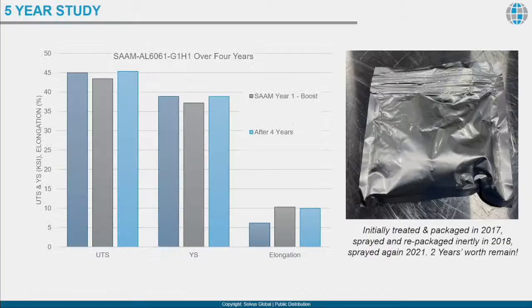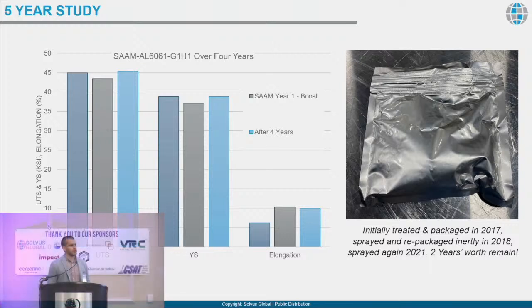So last thing I want to highlight, and Vic mentioned it, but I just want to reiterate it, just how important your handling and packaging of materials is. So back in 2017, this powder was first processed and packaged. We've held on to it year over year. You compare year one to today, we're as good or better. I don't want to say we're better because we're not actually seeing any kind of aging techniques here.